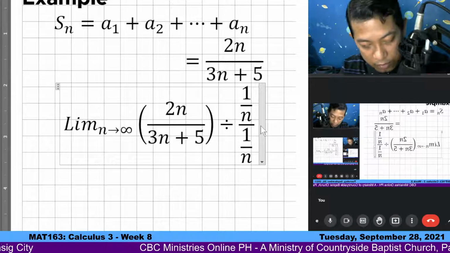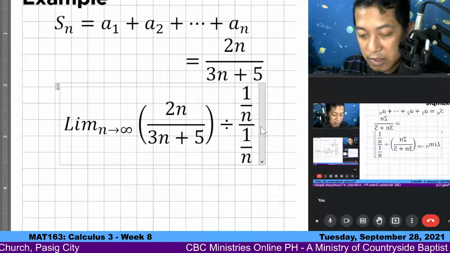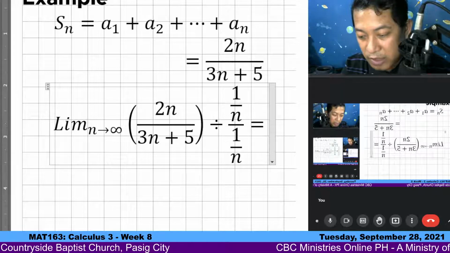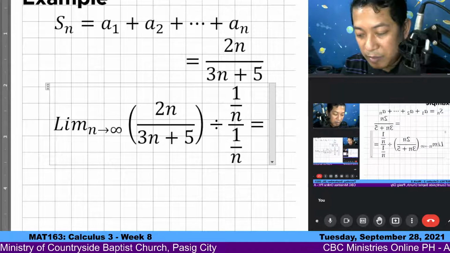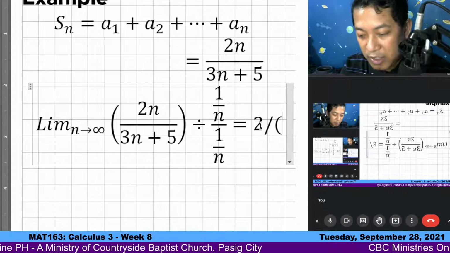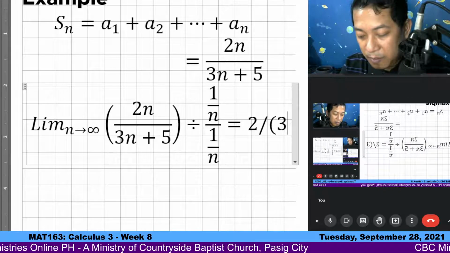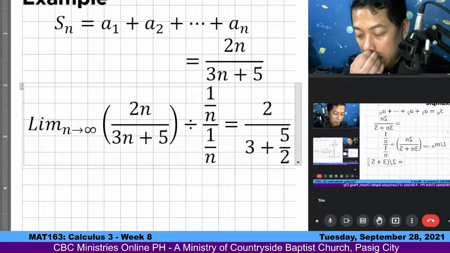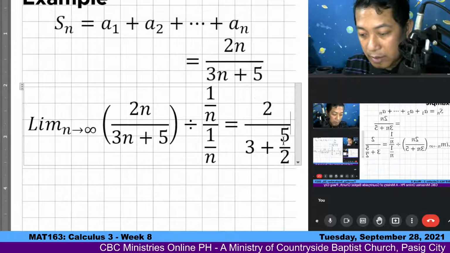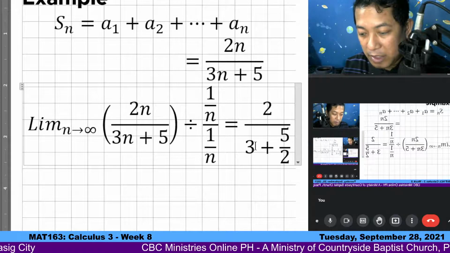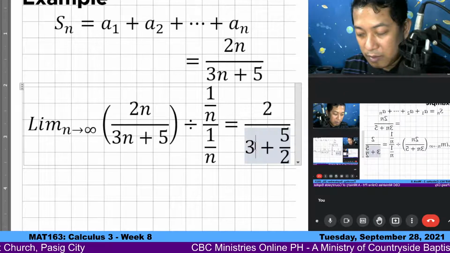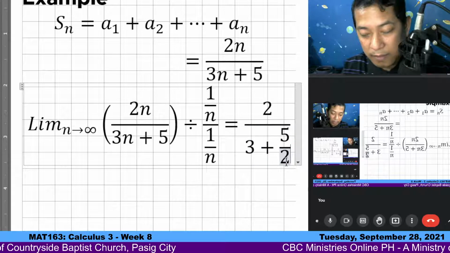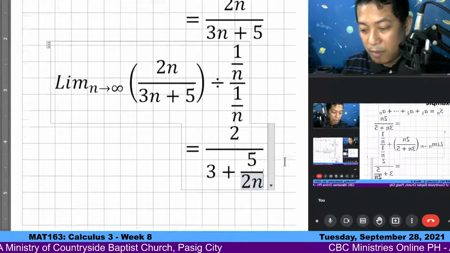Okay, good. So, dividing both sides, numerator by 1 over n. What are we going to get here? Cancel yung 2n over n. That becomes 2 only. And for the denominator, that is 3 plus 5 over n. So yun yung makikita natin. And then, 5 over n.